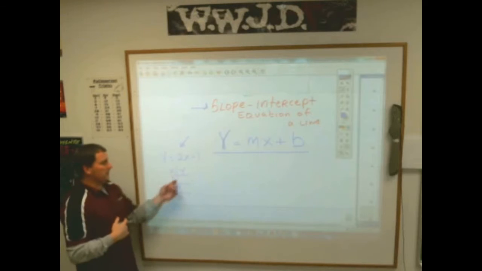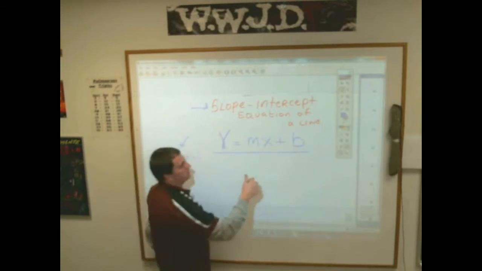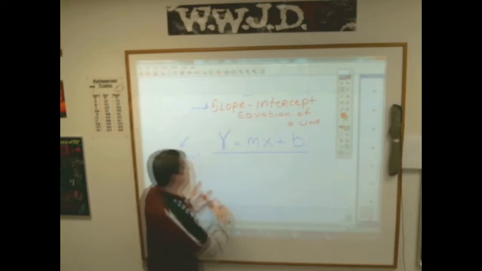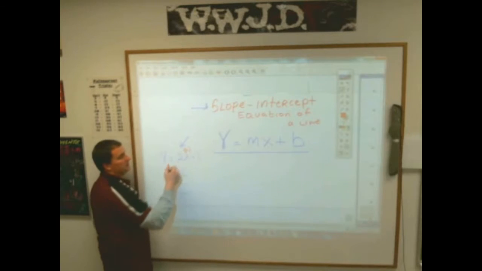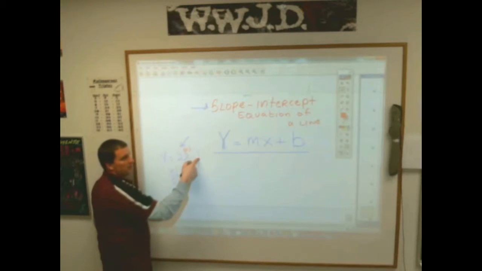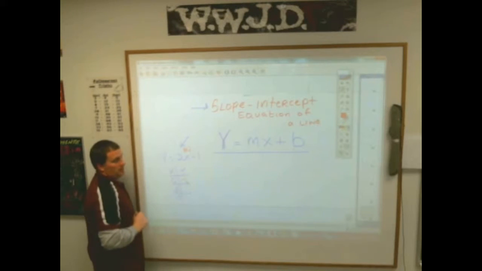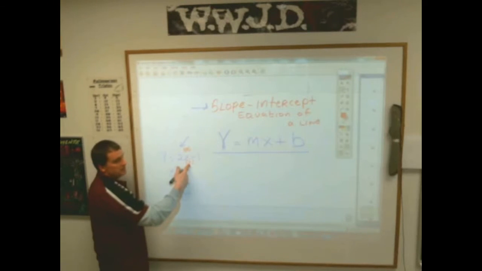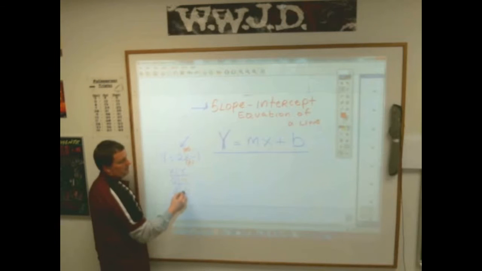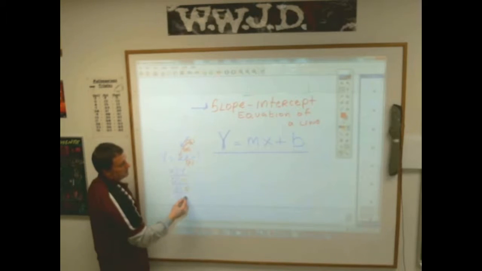If I pick those x numbers, I put those x numbers in for x, and I want to find out what the corresponding y is. So if I put 0 in for x, what is 2 times 0? 0. Minus 1 is? -1. So that's what my y value would be. If I put 3 in for x, 2 times 3 is 6, minus 1 is 5. If I put 5 in for x, 2 times 5 is 10, minus 1 is 9.